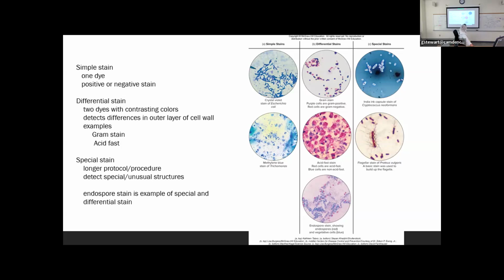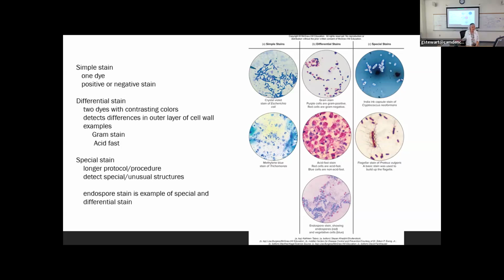And then lastly, you can use India ink to do capsules. Can you see in that far column how there's a little tiny rod inside of a clear space and then the background is stained? That's because the capsule resists the dye. Sometimes that's done as a differential stain where you stain the bacteria first and then you stain the background. And then the flagellar stain on the bottom, that's Proteus vulgaris. Can you see all those little spidery things coming out?